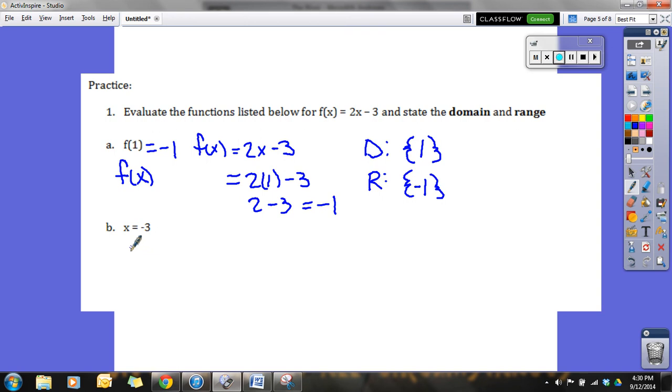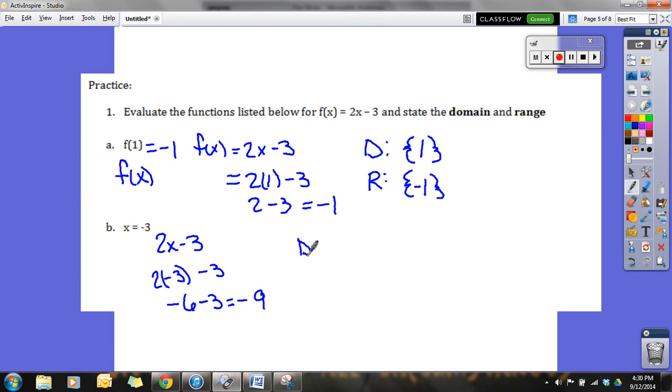Part B, same thing written in a different way. Now they're telling us x is equal to negative 3. We're still using the same equation, 2x minus 3. And everywhere we see an x, we're going to replace it with a negative 3. So we have 2 times negative 3 minus 3. Multiplication first, negative 6 minus 3 is going to be equal to negative 9.